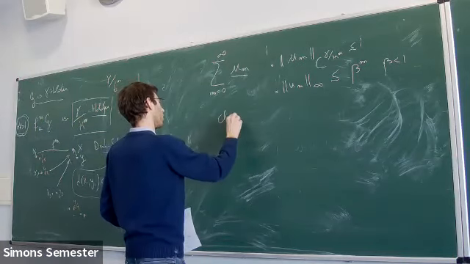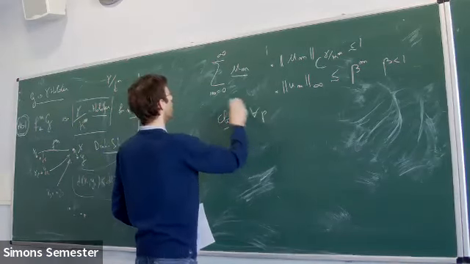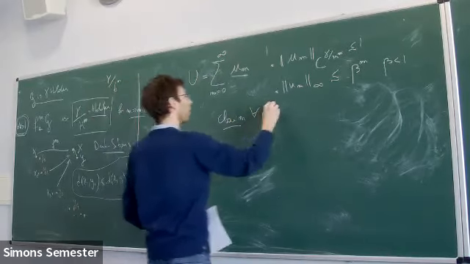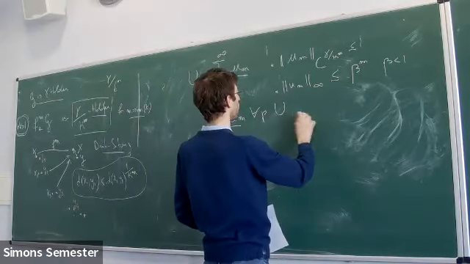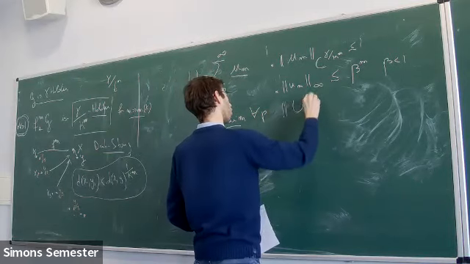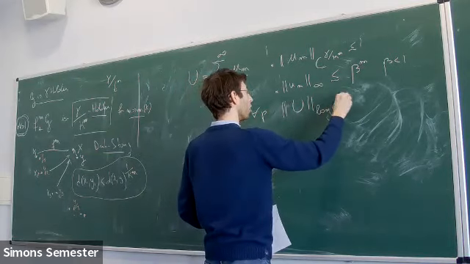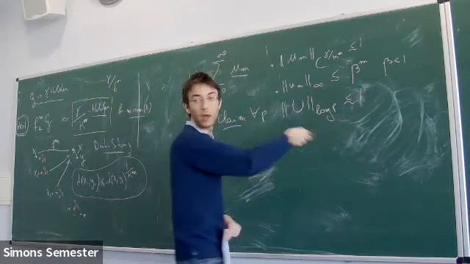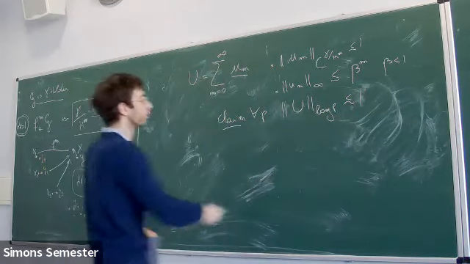Claim: for every p, u is such that the norm of u in log p is less than 1. This means it's a constant, okay? It's bounded.